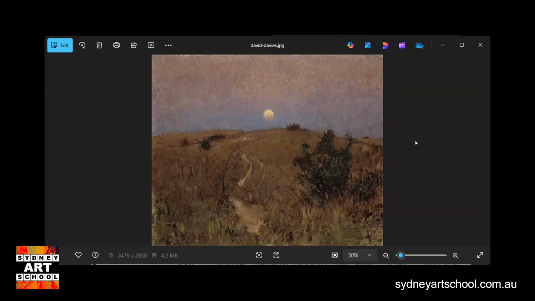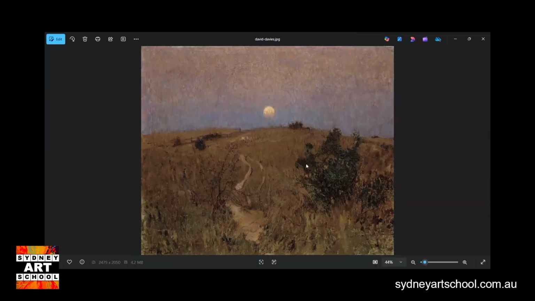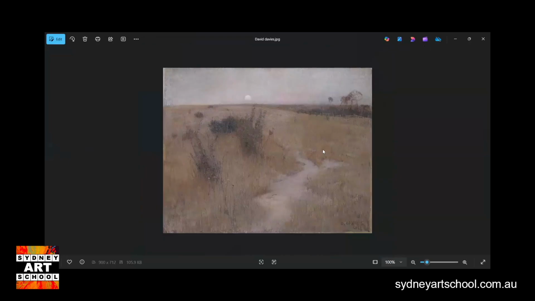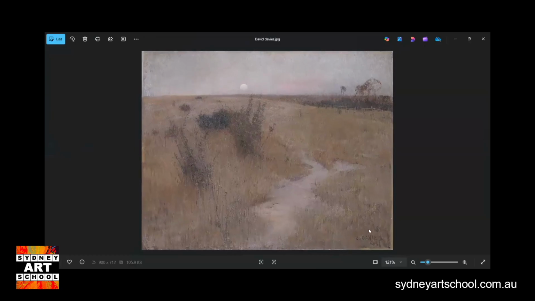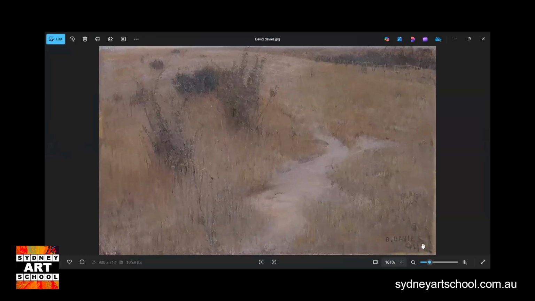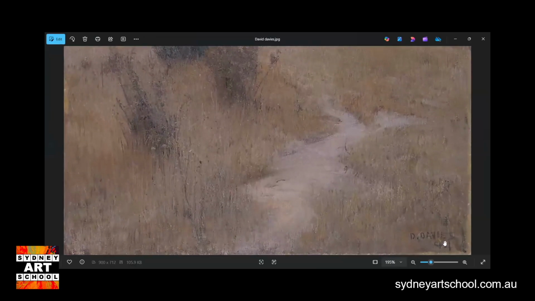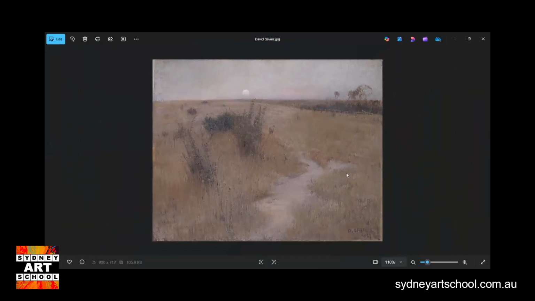I think he captures a specific time of day. He did a lot of paintings of this time of day. So moonrise paintings, the evening's just closing in, the moon's rising, and it's got an Australian landscape. This is another example of his work as well. So same kind of atmosphere. I think that says 94, so that would be 1894 is when he painted this picture.